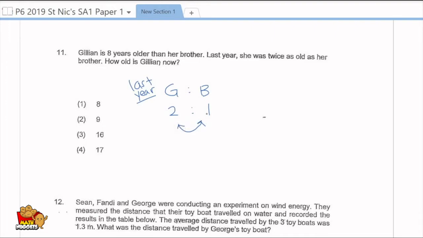So last year, the difference between them is 1 unit, which is 8. So therefore the brother was 8 years old last year, and Jillian would be 16 years old last year. So if she was 16 last year, this year, which is now, she would be 17. The answer is 4.